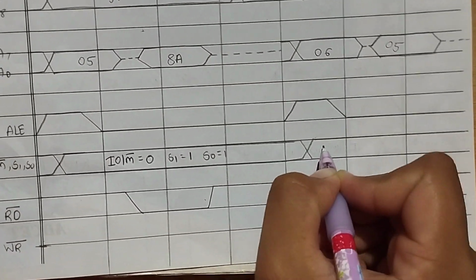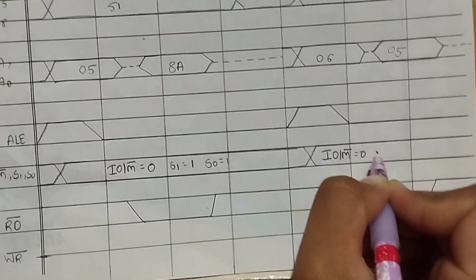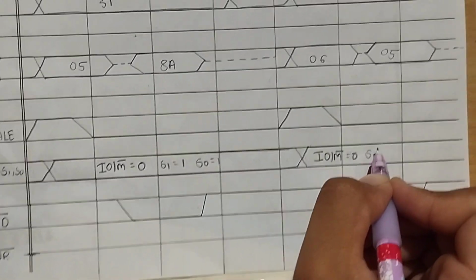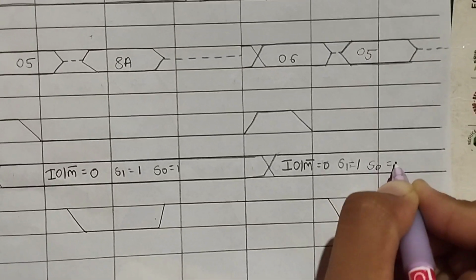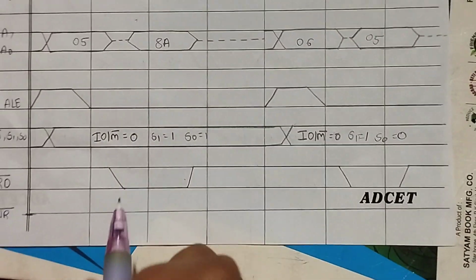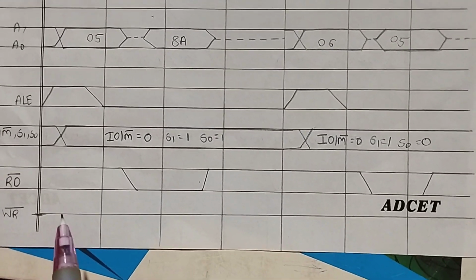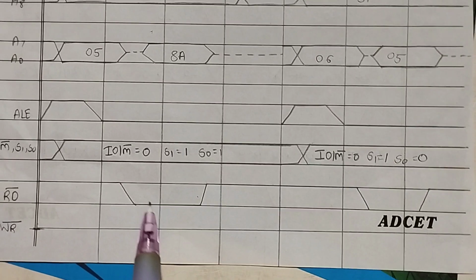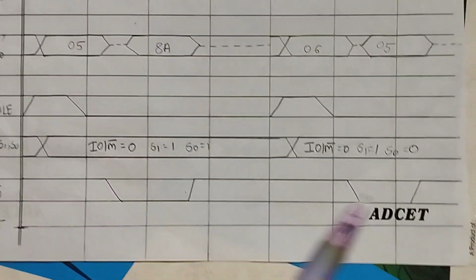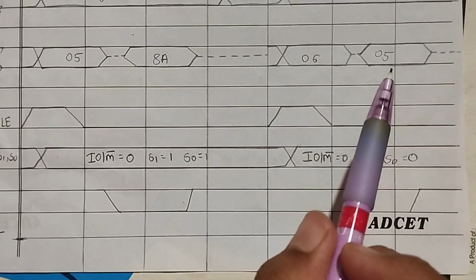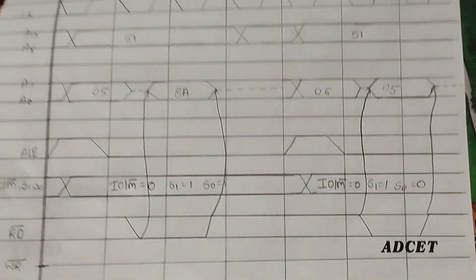Again for the read machine cycle, IO/M bar is equal to 0, S1 is equal to 1 and S0 is equal to 0. So we do not perform any write operation. For that the write signal is high and the read signal is low, because here we read the opcode and here we read our data. Draw the arrow also. Now our machine cycle is complete.